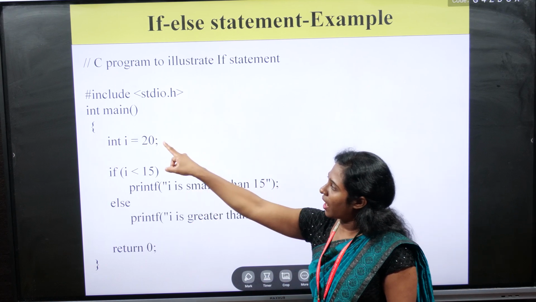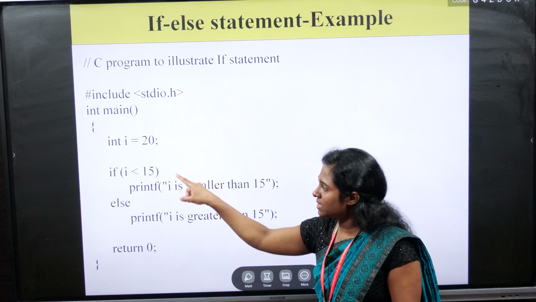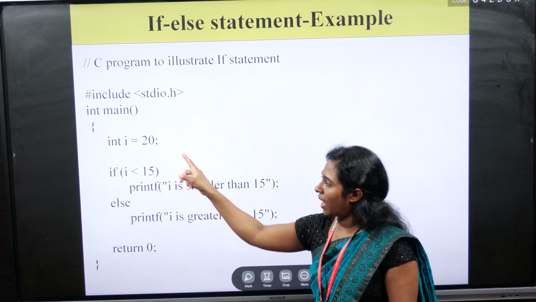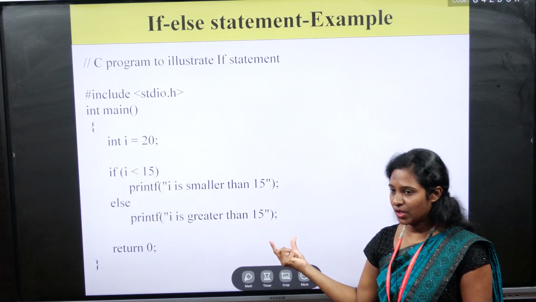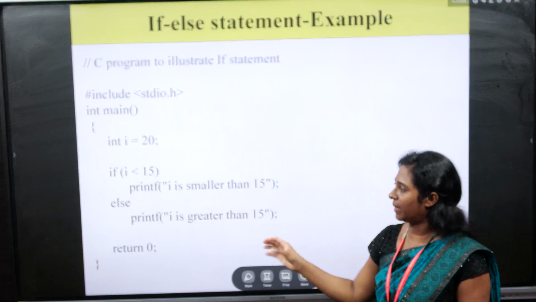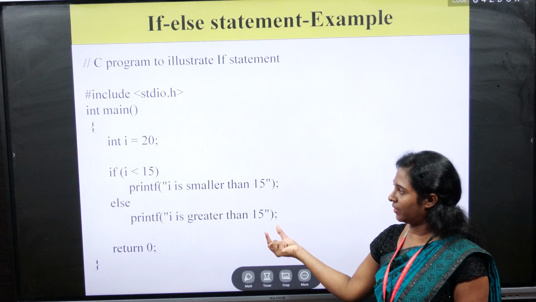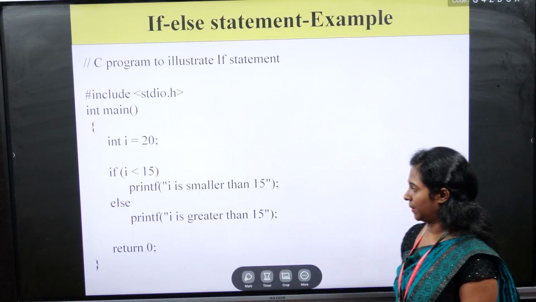Here the I value is 20, and 20 less than 15 is false. So the if body will be skipped and we enter into the else body, and there the statement to be executed is "I is greater than 15". So the output of this program will be "I is greater than 15", because the value of I is 20, which is obviously greater than 15.